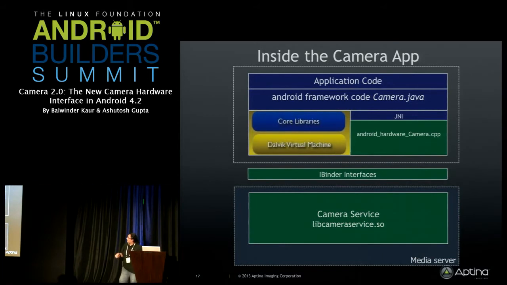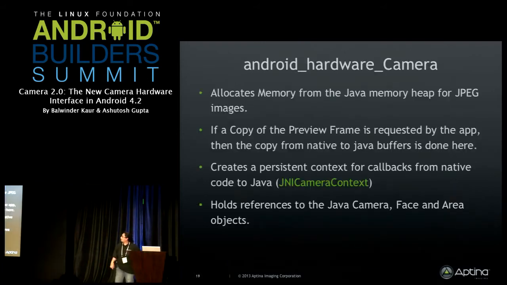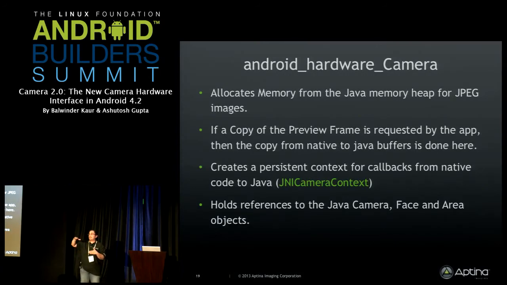Inside the camera application, the only thing that's interesting here is what's below the JNI. The thing that hasn't changed between camera one and camera two is that for any frame information, there is always a copy made from the native to the application space. And I think it's almost like a security thing here.